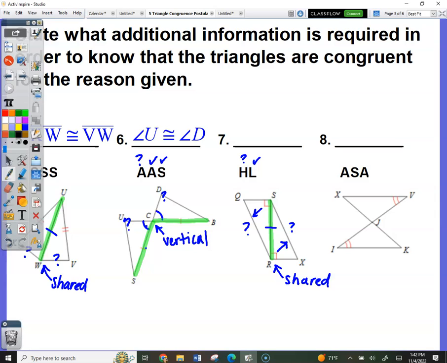Be careful, y'all. Order is gonna start mattering. If I call this QR, I came from like the short side down the hypotenuse. I've got to call this one XS. QR has got to be congruent to XS.